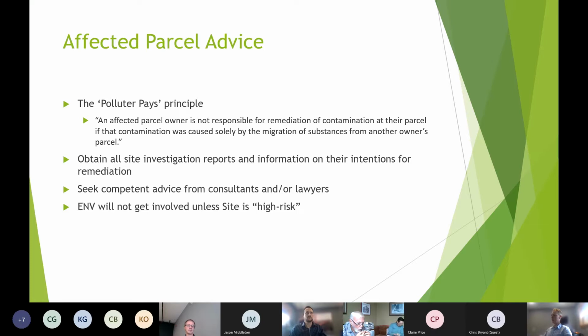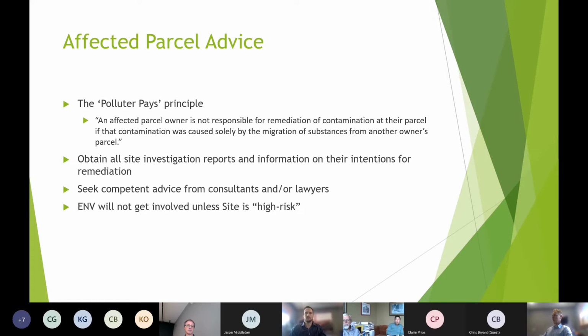It is then recommended that competent advice be sought on how to help interpret the situation and ensure your best interests are upheld. We often recommend getting something in writing from the source parcel, stating their intent and ensuring that they plan on providing you with a copy of all reports upon completion.